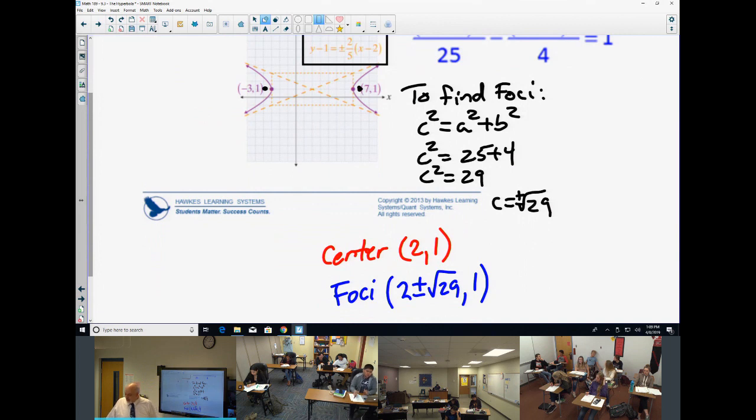Okay, so for practice 1C, you don't have to graph that. I just want you to find the foci. So for practice 1C, just find the foci.